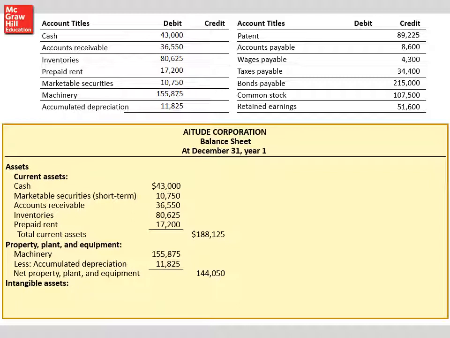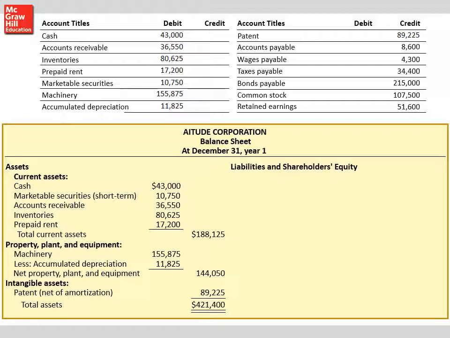The next type of asset is an intangible asset. These are assets that don't have physical form but earn revenue for the company. Things like patents, trademarks, copyrights, licenses, franchises, goodwill. And this company has one intangible asset. It's a patent, at a value of 89,225. Okay, so those are all the assets. We total those three numbers together to get an overall total asset. We're done reporting the assets. So that's how you classify the assets: current, long-term investments, property, plant, and equipment, and intangibles.